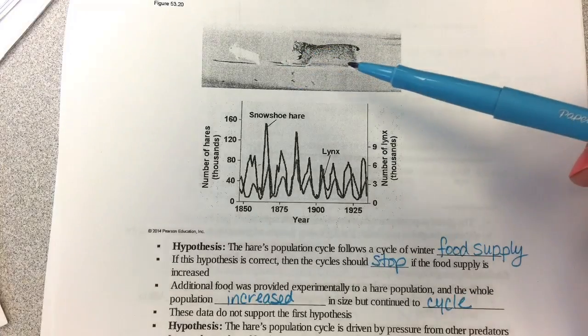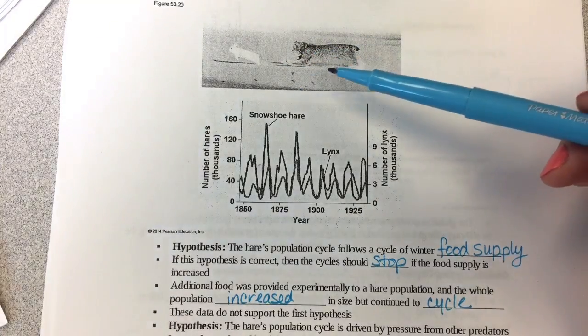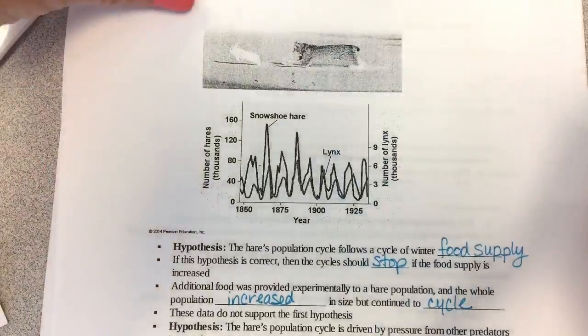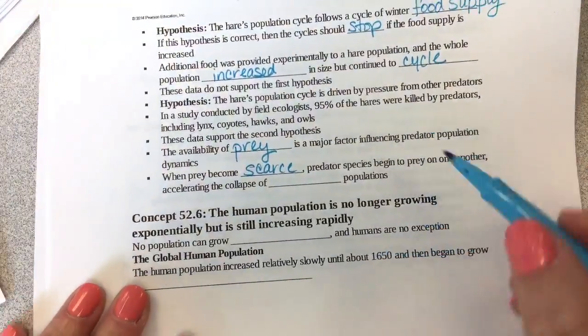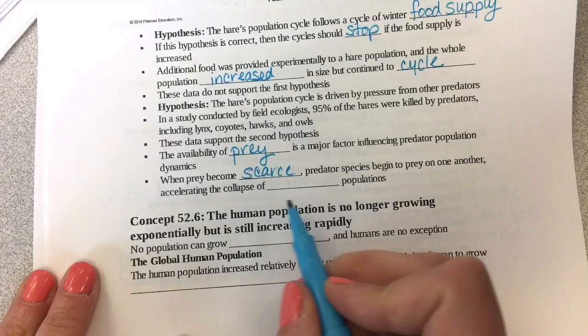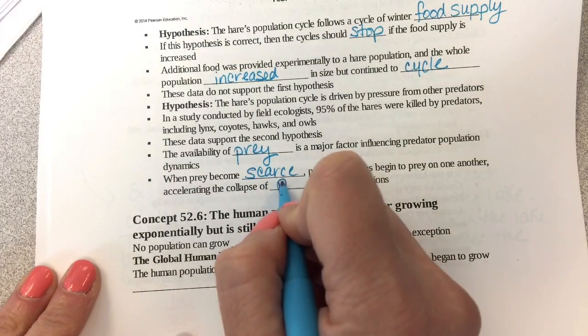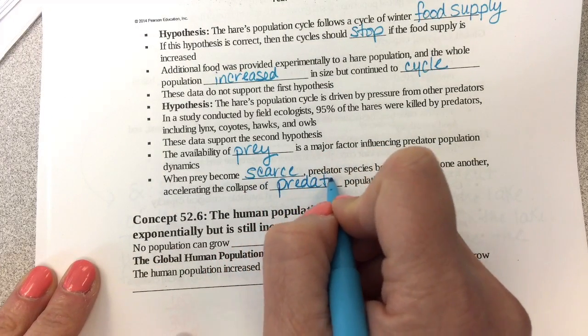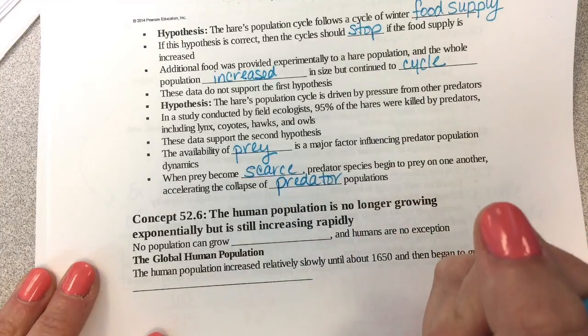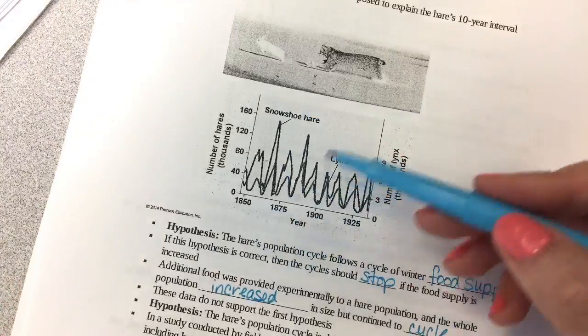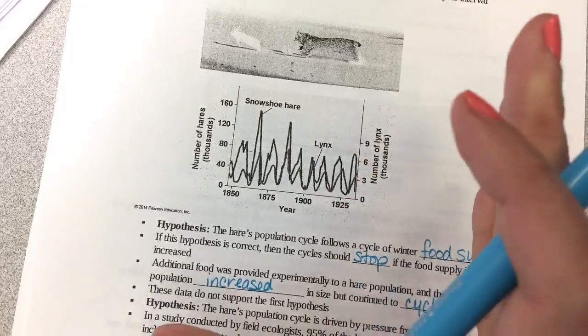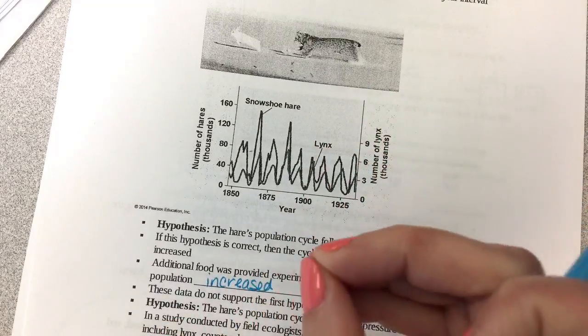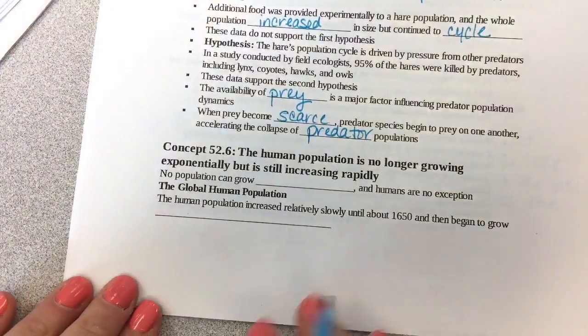So therefore, they begin to go down in number, and they're looking for energy, and that's where they can turn on each other. That's when it says that they begin to prey on one another, accelerating the collapse of the predator population. And so it begins to go down. And so we see that, like I said, this is best when predators prey on mainly one type of prey.